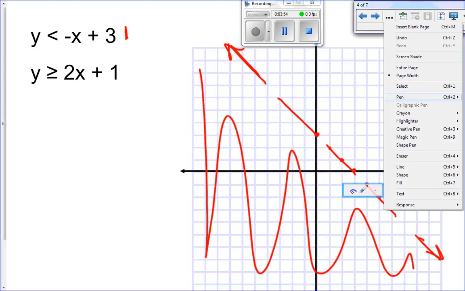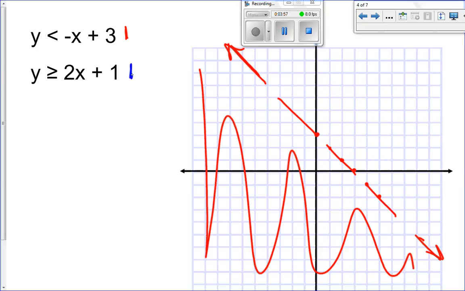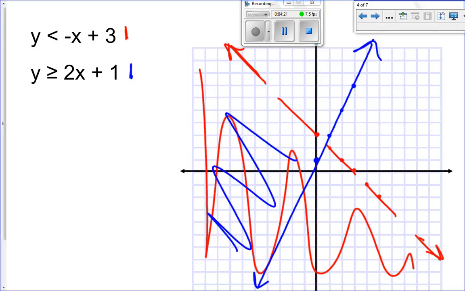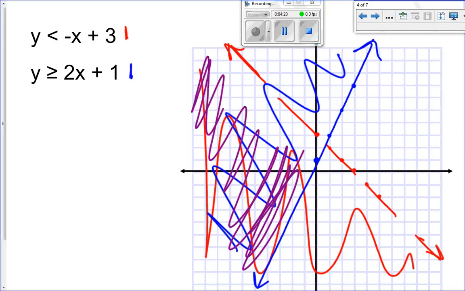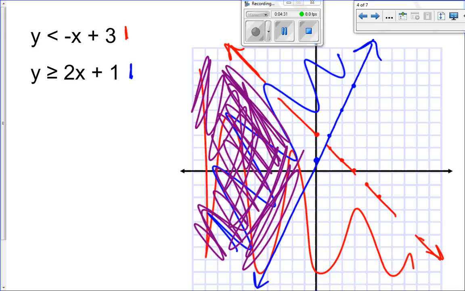Now in blue, I'm going to do the other equation. Y is greater than or equal to 2x plus 1. So here's 1, and the slope is 2, so I rise 2, run 1. If it's greater than or equal to, it's a solid line. And it's everything above the line, because it's greater than or equal to. So it's everything there. And so in purple, where they overlap, is our solution. That's our solution right here.